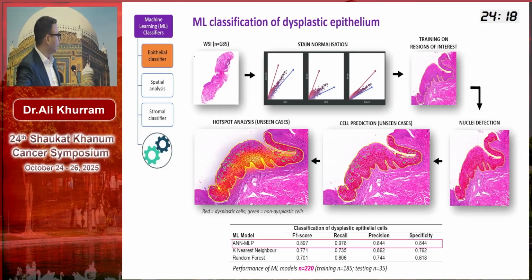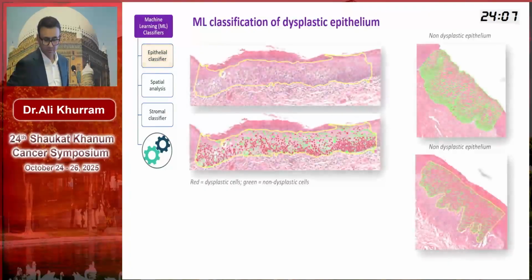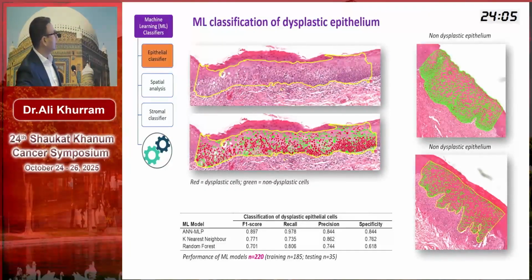And as you can see here, this artificial neural network model can identify a dysplastic cell down to a single cell level with an accuracy of 90%. So this was really good. And here's another example. This is non-dysplastic epithelium in the test cohort, just hyperplasia, and you can see the models are correctly identifying it as non-dysplastic, whereas here is more dysplastic-looking epithelium, and the red dots here are all what the model thinks are dysplastic cells, and the greens are non-dysplastic cells.